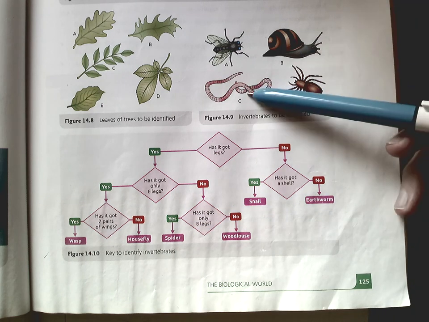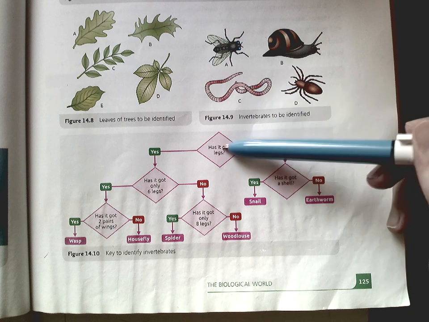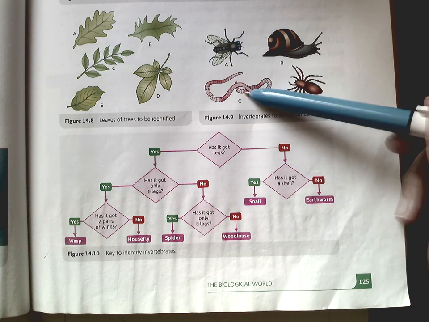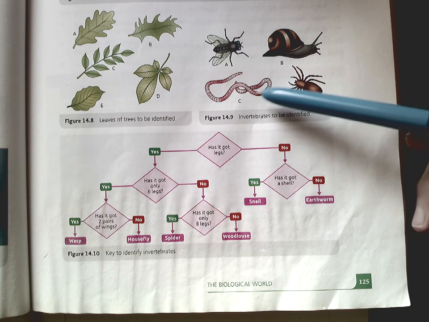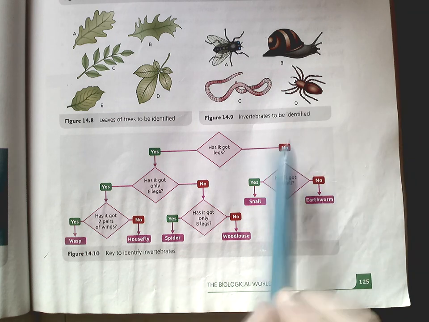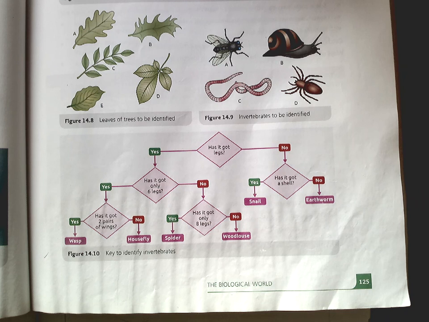If we look at this one here, again, has it got legs? No, it doesn't. Has it got a shell? It doesn't. So therefore, this key tells us that this is an earthworm as well. So again, these things that we call keys are very important if you're an ecologist and you're studying a habitat. Once you've collected or observed some of the animals or organisms within your habitat, you can use a key, for example, to identify those organisms.